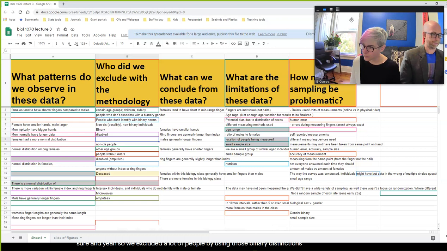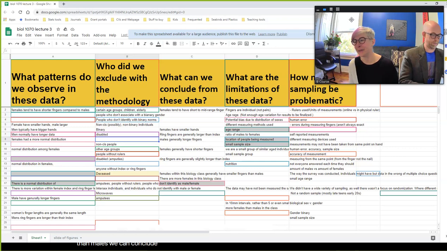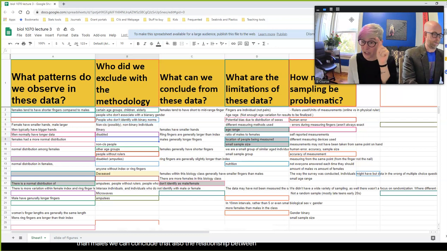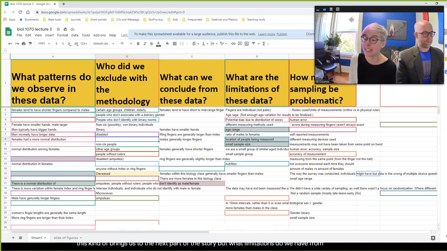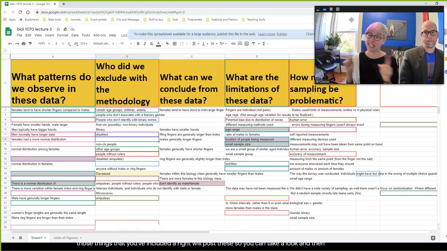What can we conclude from these data? Lots, right? We can conclude that females tend to have smaller or shorter finger length than males. We can conclude that the relationship between the two fingers is a little bit different. And this brings us to the next part of the story. But what limitations do we have from these data? All of those things that you've included are right. We'll post these so you can take a look and see whether or not you can find evidence of those in the actual data sets.